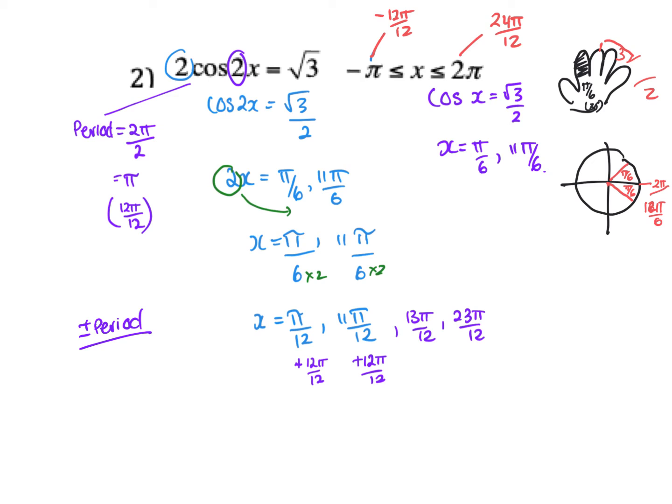Now I might minus the periods to get the other answers, the earlier ones. So if I do 11 pi minus 12, I get minus pi on 12. That was that one. And if I minus from this one, pi on 12 minus 12, I get minus 11 pi on 12. And that fits in with my lowest value.